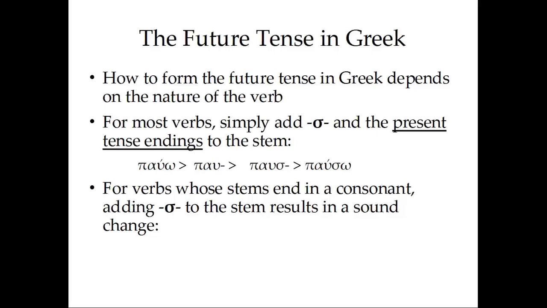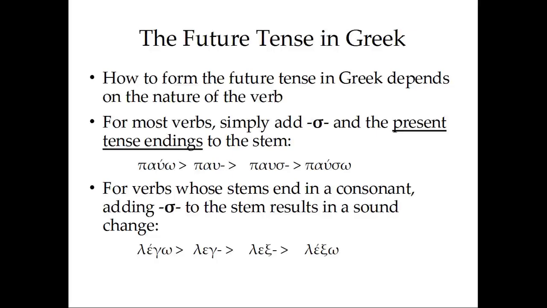Adding sigma to the stem results in a sound change. This happens in English, it happens in every language. If something is difficult to pronounce with the letters you would expect, then a sound change results. For instance, let's look at a verb like lego. To get our stem, we drop the omega, we get leg. But when we add the sigma, we get legs, which is kind of harder to pronounce. So that gamma sigma actually changes to xi, lex. Lexo would be I shall say.